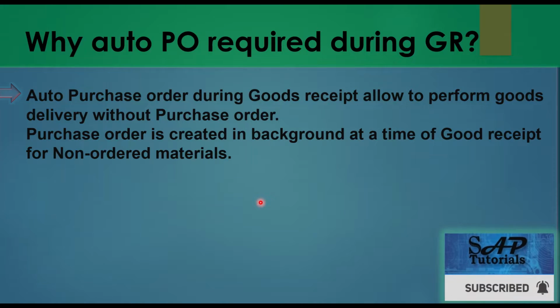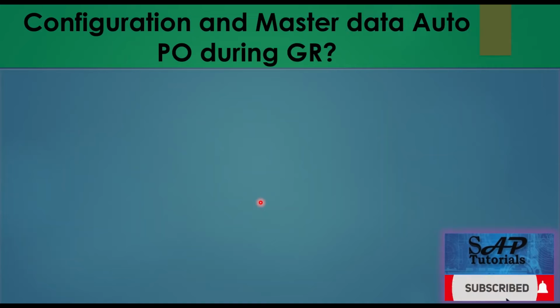So in this scenario, while doing goods receipt, the purchase order is created automatically in the background for non-order stock or materials. So what are all the relevant configuration and master data checks that we need to cover for this configuration, that we will see.